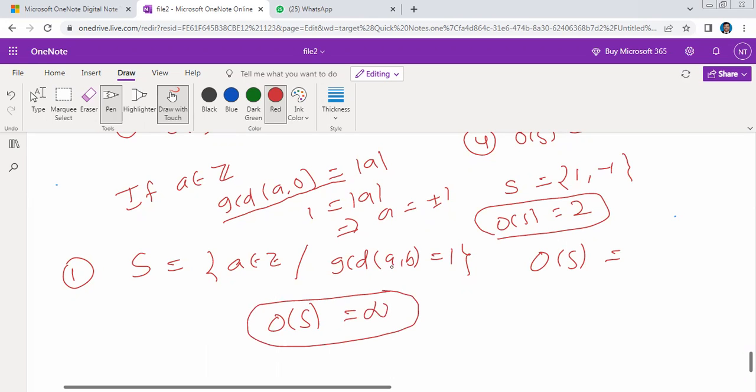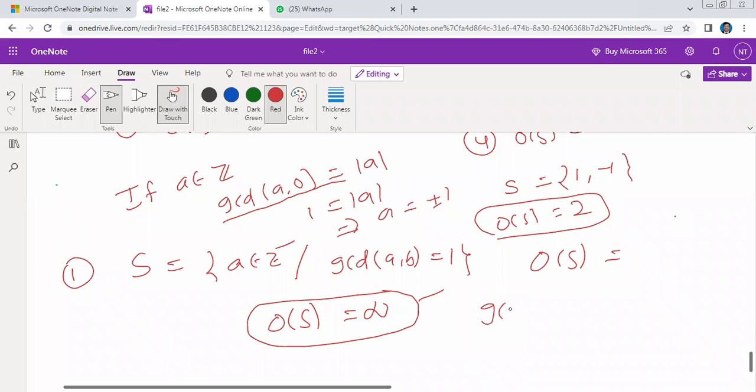So if you take any integers A comma B, it is possible to get this in many ways. We have infinitely many numbers. GCD of 2 comma 3 is 1, 1 comma 4, 1 comma 5, 1 comma 6. There are infinite numbers. Therefore order of S is equal to infinity. Am I right? Is it clear?